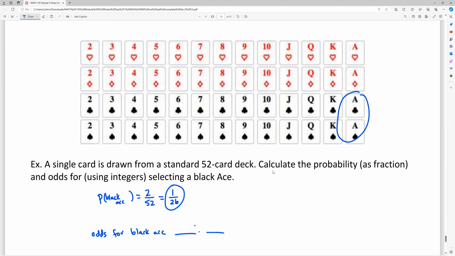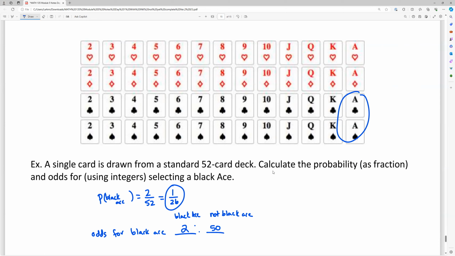When you do the odds, it's a little different. You have to tell me how many black aces there are. You're doing the essential, what is E, and then you tell me the complement, not black ace. Okay, so that's how we do the odds for. So there are 2 black aces in the deck, which means there are 50 cards that are not a black ace. So notice that is different than the denominator of probability.